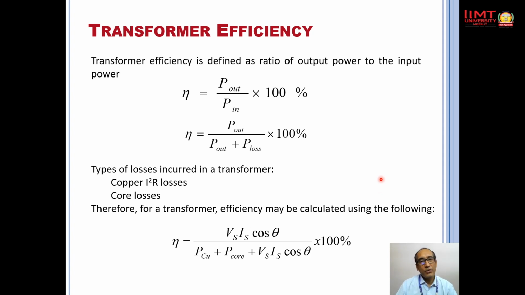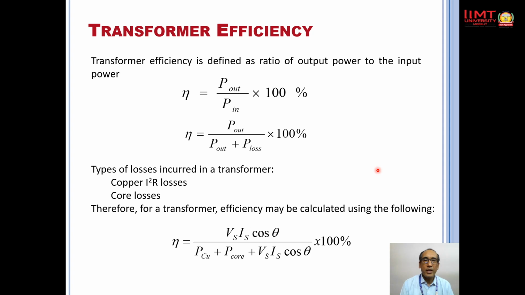Now about the transformer efficiency. Transformer efficiency we can define as the ratio of the output power to the input power. Output power we are representing here as P out, and input power as P input, and multiply by 100 to get it in percentage.